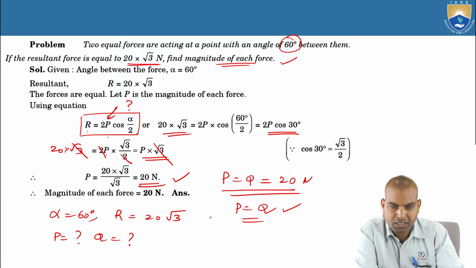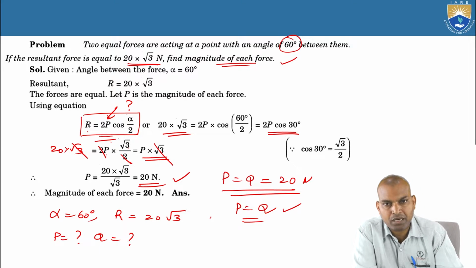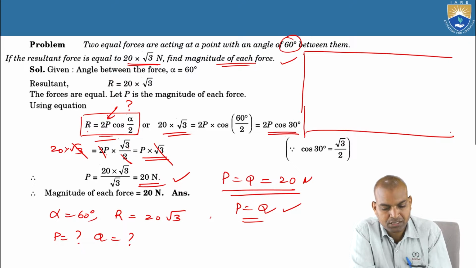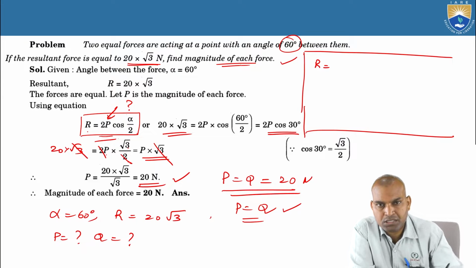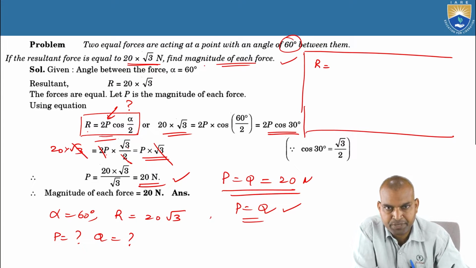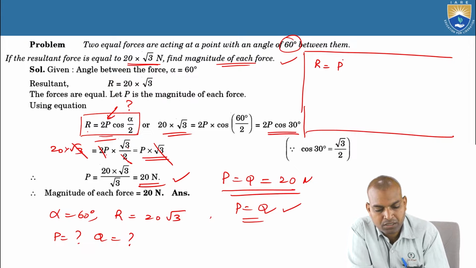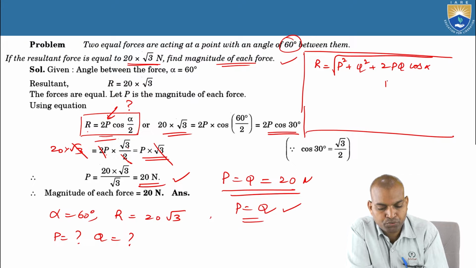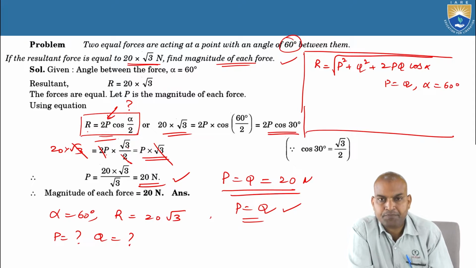We don't know the expression, so how do we obtain it from the concepts of the parallelogram law of forces? We know the resultant force when the two forces are P and Q and the angle between them is alpha: the resultant is the square root of P square plus Q square plus 2PQ cos alpha. Now the case here is P equal to Q and alpha equal to 60 degrees.